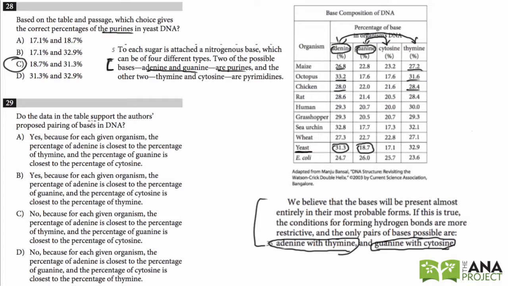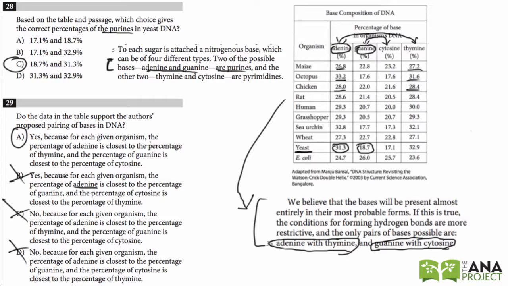So it says, do the data in the table support the author's proposed pairings? It seems like yes, it's consistent. The data in the table does support what the authors are saying. So we can get rid of the no's and focus on the yeses. Yes, because for each organism, the percentage of adenine is closest to the percentage of guanine, and the percentage of cytosine is closest to the percentage of thymine. No, it says the percentage of adenine is closest to the percentage of guanine, but adenine pairs with thymine, and guanine with cytosine. So that's wrong.